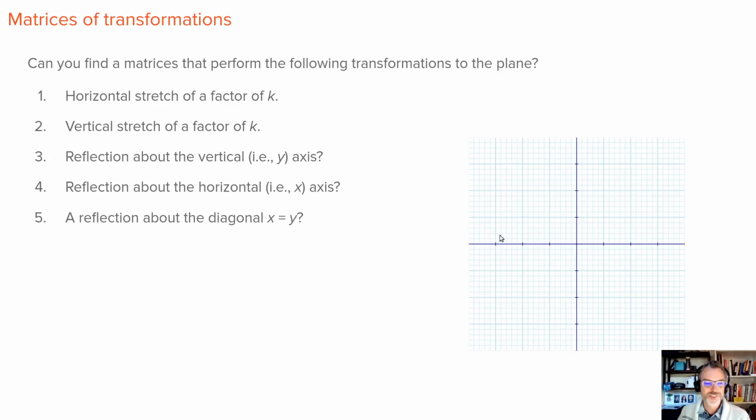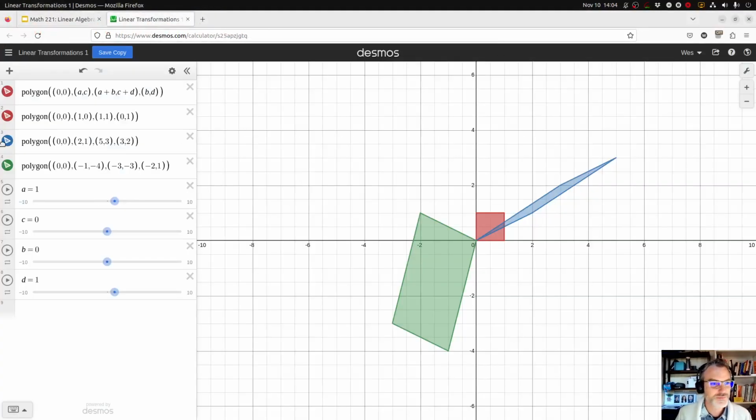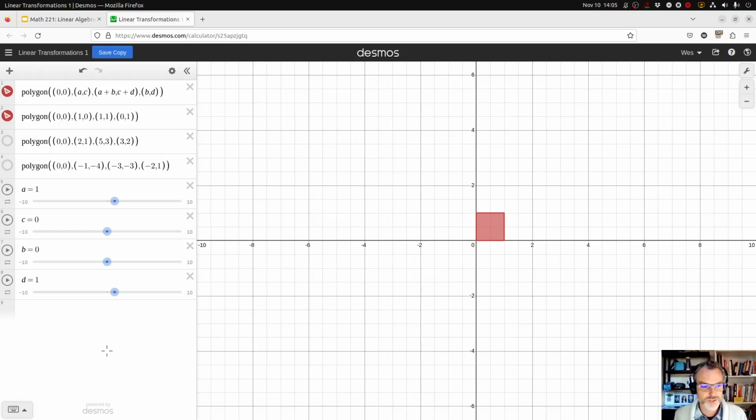We could, of course, go back to Desmos here. Let's hide those guys. I've got the effect of multiplying by the matrix A, B, C, D. So I have the image, the effect of multiplying this square by this matrix. I have it loaded in this polygon. So we can see what happens when I change the entries of A, B, C, and D.